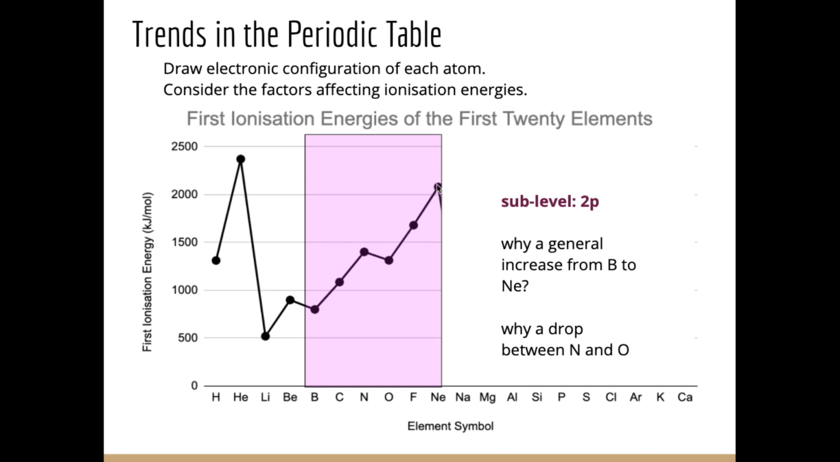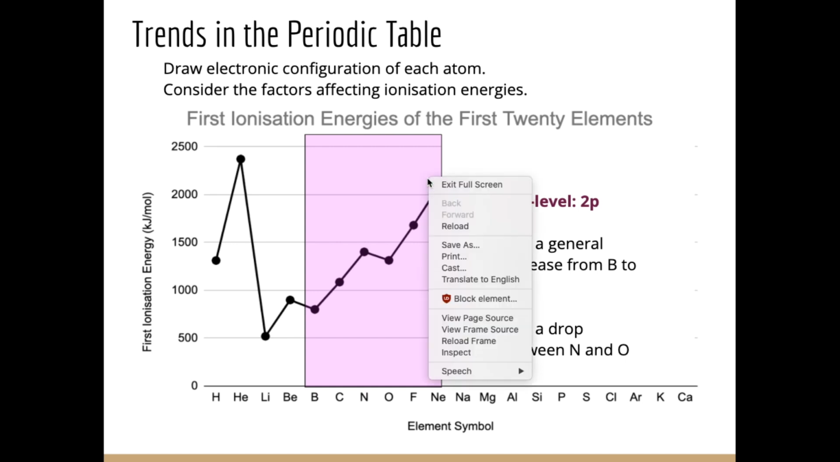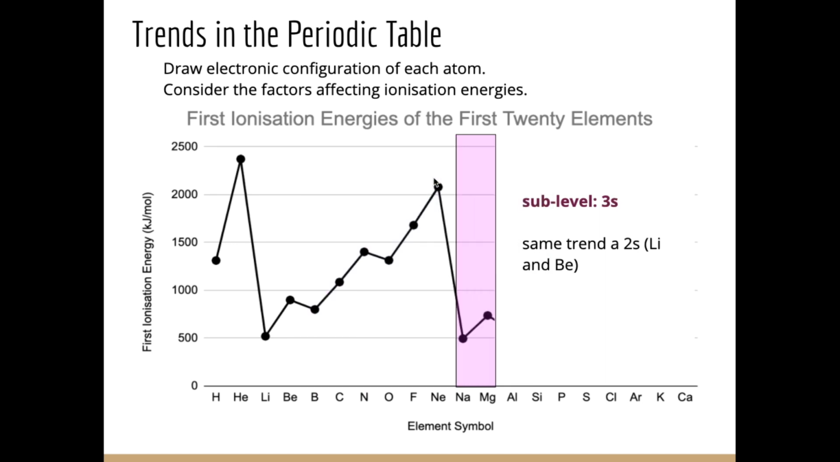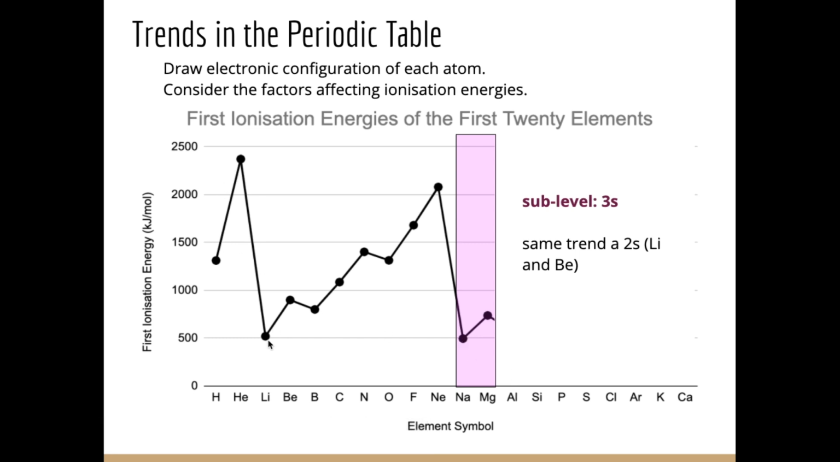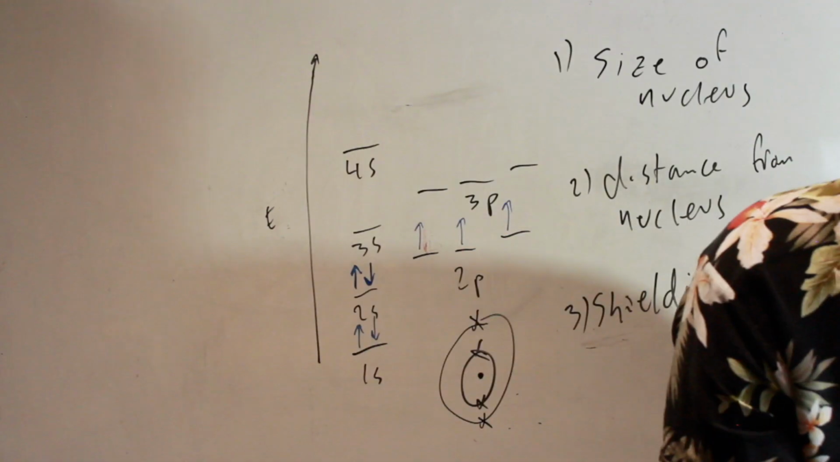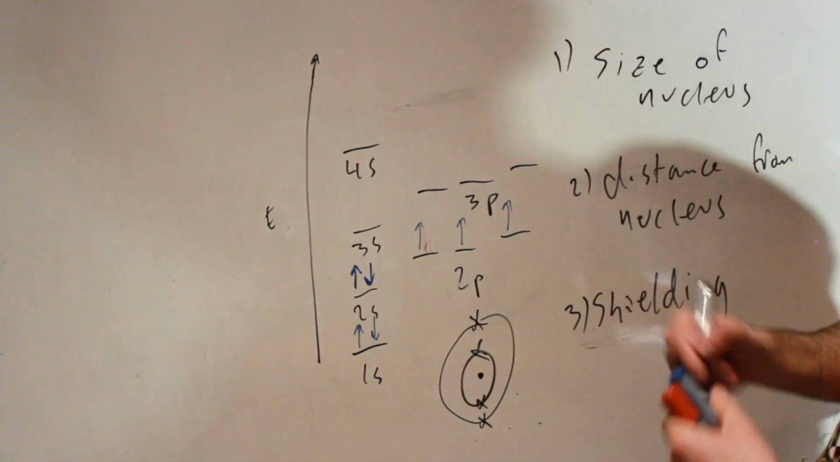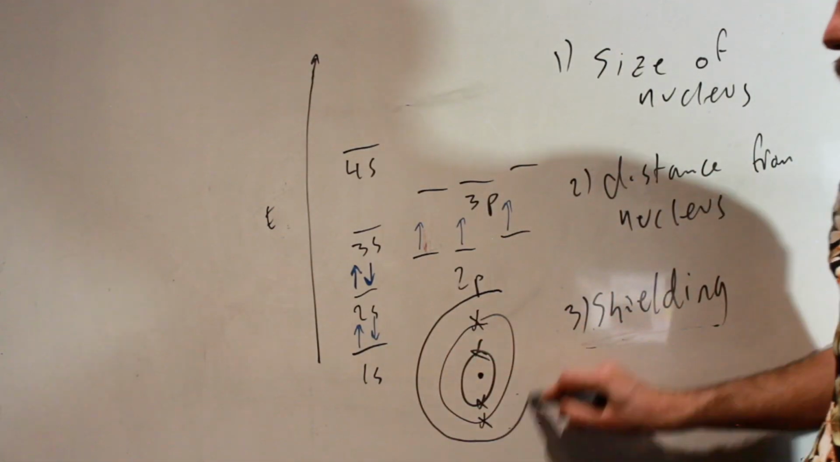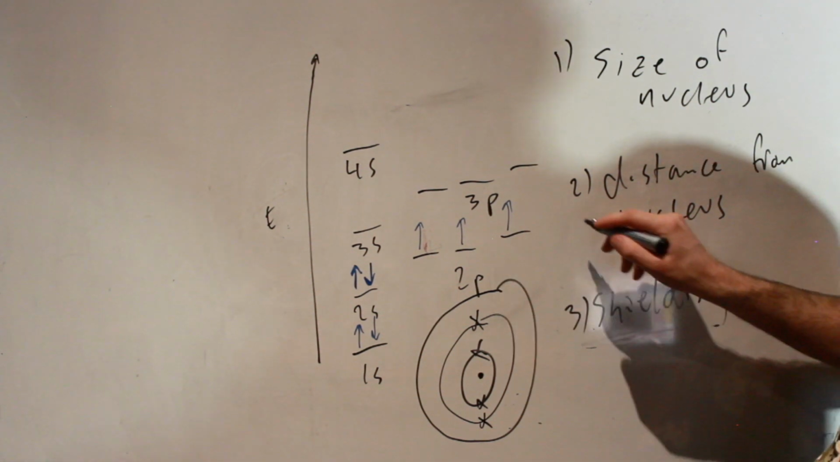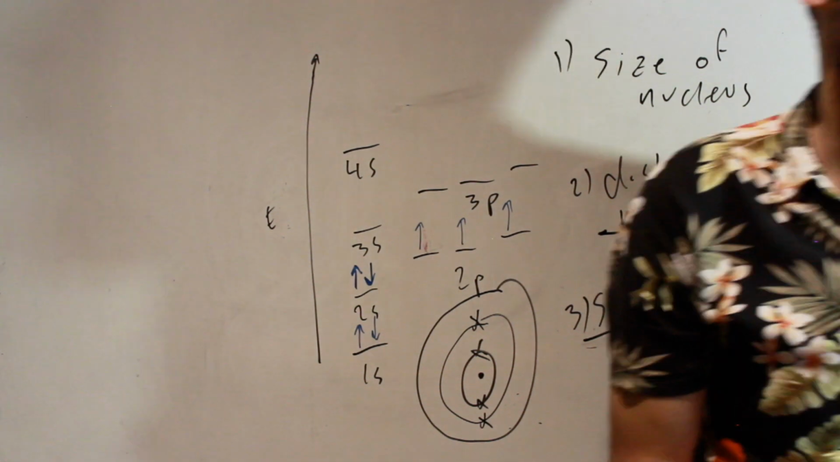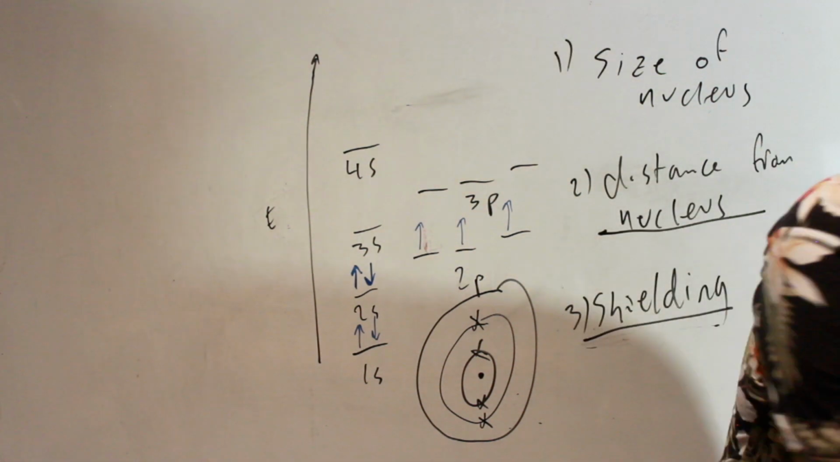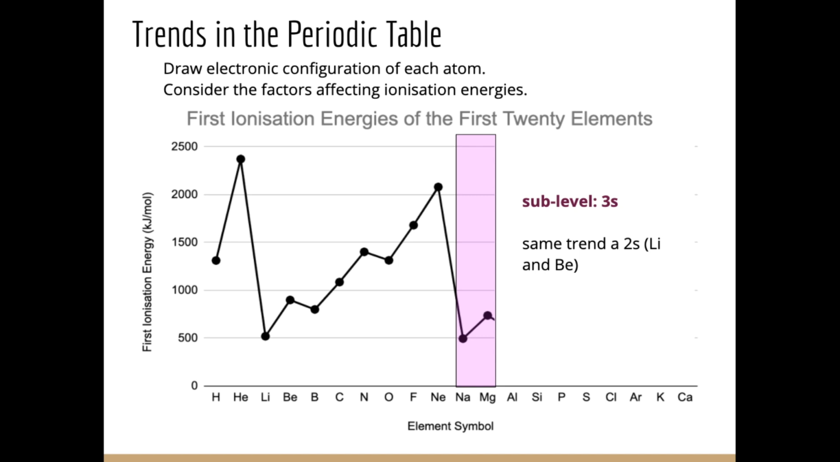We get all the way up to neon. Noble gas has a full valence shell, very stable. We're now increasing the quantum level as we go to sodium. So we see another big drop the same way that we did between helium and lithium. And that is because we are now adding another quantum level. If we're adding another quantum level, we're increasing the distance from the nucleus, we're increasing the shielding, therefore it's going to take less energy to get rid of that first electron.